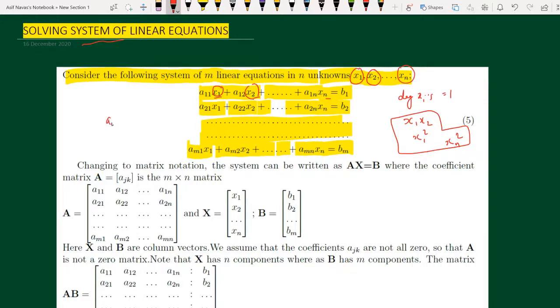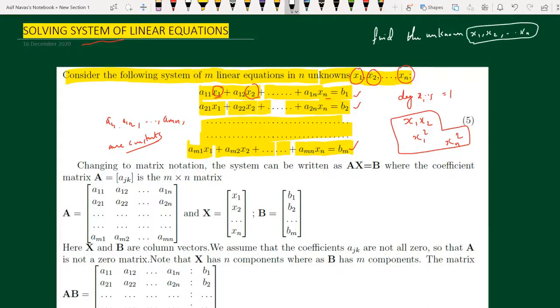Now here a11, a12, etc., amn are constants, and b1, b2, etc., bm are also constants. Our aim is to find a solution, that is, the values of the unknowns x1, x2, etc., xn, which satisfy this linear system of equations. So that is our aim.